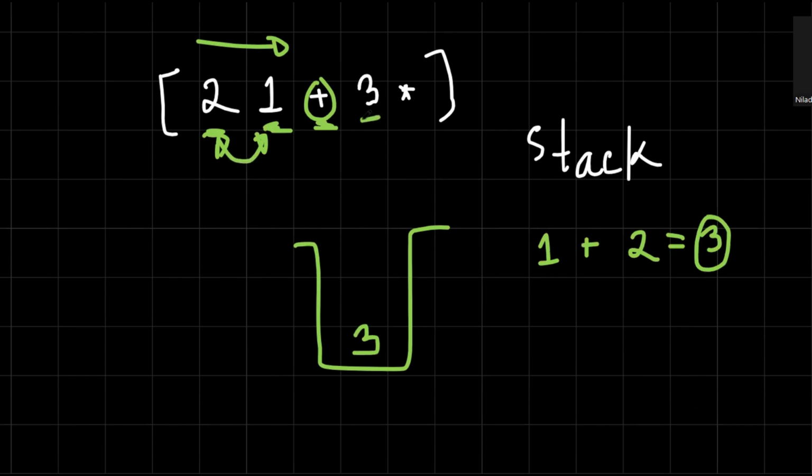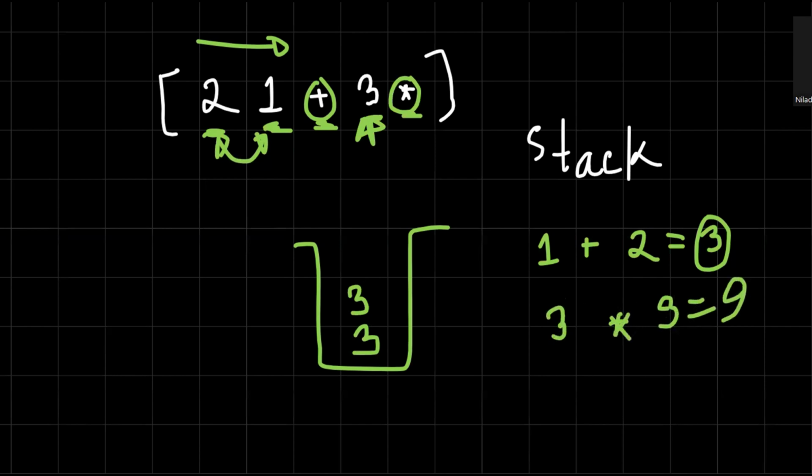Now we are currently at this element 3. So here 3 is an integer value. So we have to simply insert it into the stack. Now we have found the last element, which is a multiplication operator. So as it is a multiplication operator, we have to perform the multiplication operation on the top two stack elements. So here both of the stack elements are 3 and 3. So their multiplication will be 9.